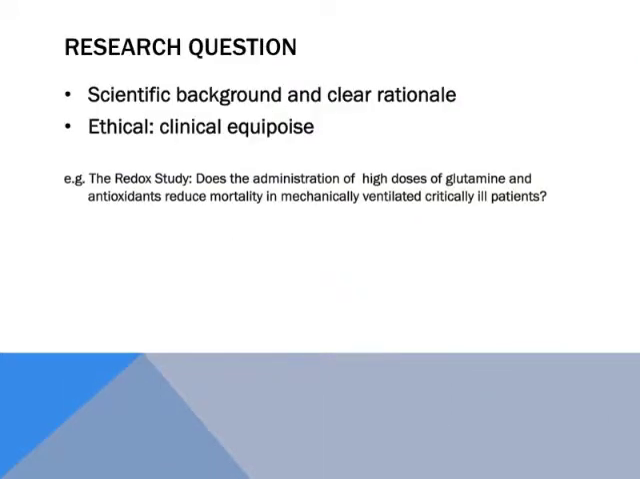The research question or hypothesis must be supported by strong scientific background and a clear rationale. The background may include evidence from observational analytic studies or smaller trials. The ethical foundation for conducting an RCT is also that there exists clinical equipoise. That is, that there is genuine uncertainty over what the optimal treatment is. In our example, the study question was, does the administration of high doses of the amino acid glutamine and antioxidants modify oxidative stress and reduce mortality in mechanically ventilated critically ill patients?